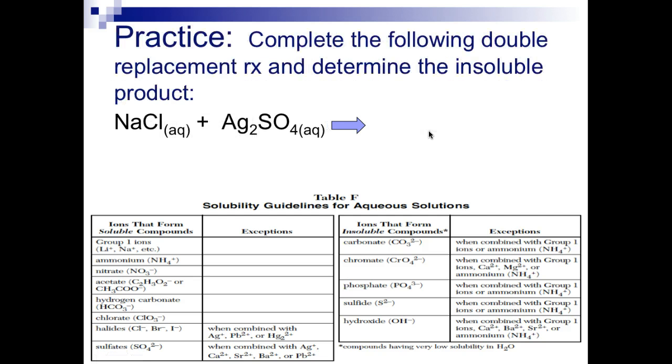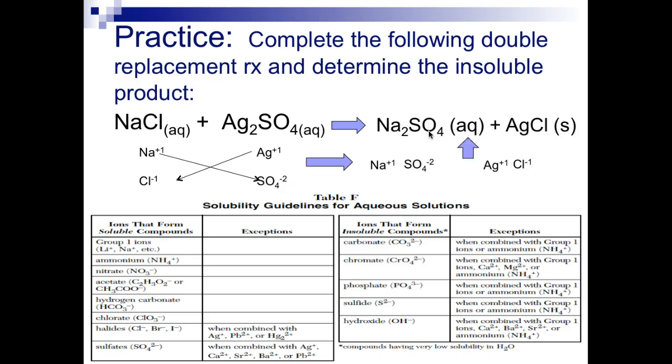Let's look at this one. Okay, practice. Complete the following double replacement and determine the insoluble products. Pause the video, try this on your own, and then unpause when you're finished. Great, welcome back. So we split up our ions first. The positives crisscross. We make our new compounds, and then we make our formulas.